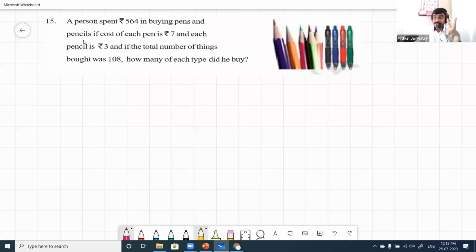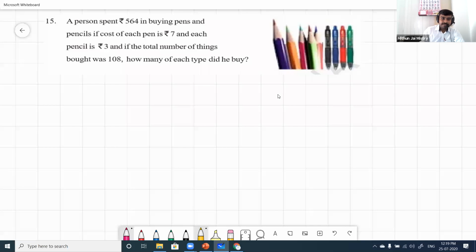He bought two different things. One is pens and one is pencils. If the cost of each pen is 7 rupees and each pencil is 3 rupees, and if the total number of things which he bought was 108. So the number of pencils plus the number of pens is equal to 108. So how many of each type did he buy? That is the question. Finally, how many of each type means what? We want the number of pencils and the number of pens. That is what we have to find.